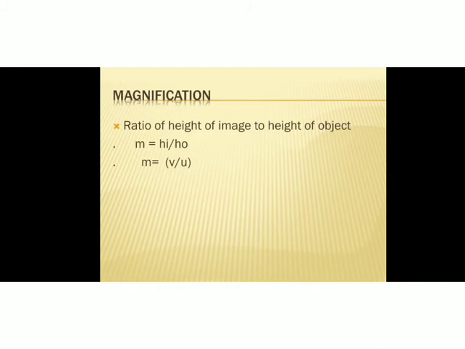So which are the two expressions to find the magnification produced by a lens? It is m is equal to the height of the image by the height of the object, and also m is equal to v by u, where v is the distance between the image and the optical center of the lens, and u is the distance between the object and the optical center of the lens. So here also magnification helps us to obtain an idea of how bigger or how smaller an image is with respect to the object.